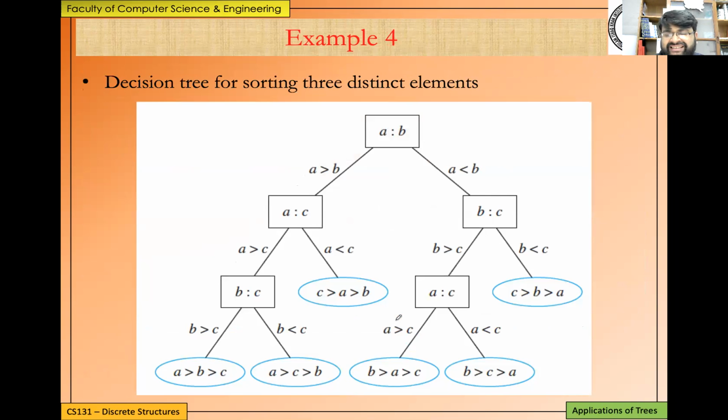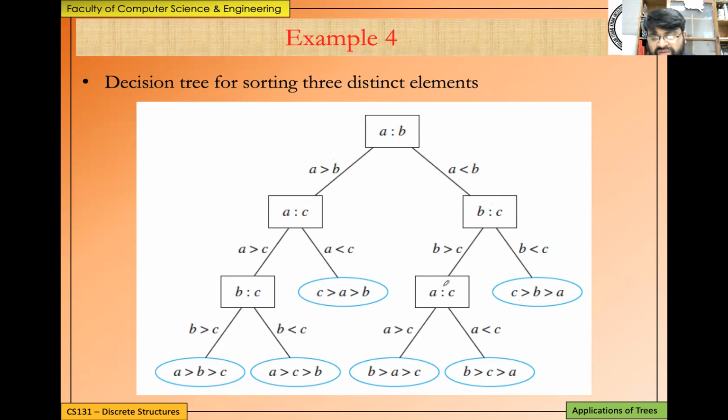Decision tree for sorting 3 distinct elements. If you're given 3 distinct elements, you can use a decision tree to sort them. For example, we can have A and B compared first. If A is greater than B, you move to the left side. If A is less than B, you move to the right side. Then you compare B and C. If B is also less than C, then you get C is greater than B is greater than A. Otherwise, you move to the corresponding other path, which is B is greater than C.